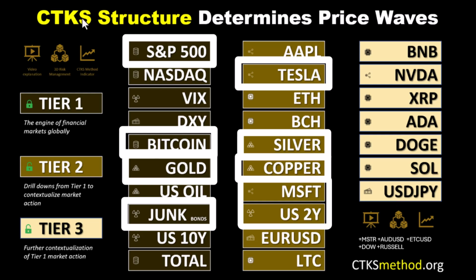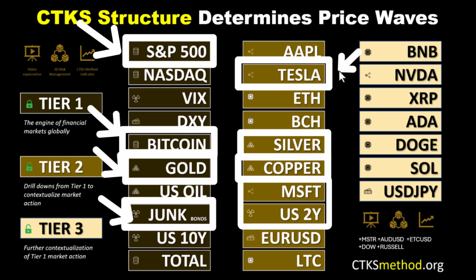In this video, we'll look at the three-dimensional paths on the S&P 500, Bitcoin, gold, junk bonds, Tesla, silver, and copper. We'll explain how incredibly important they are, no matter what you invest in. This is content you won't find anywhere else on YouTube. Let's run the numbers.